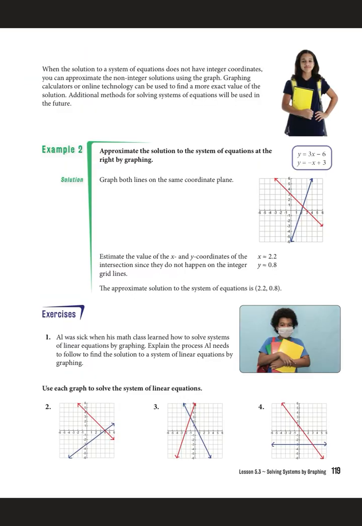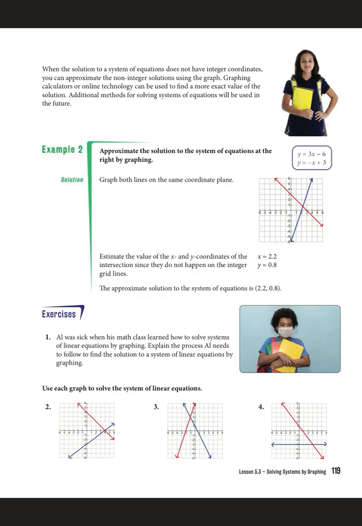At the top there, it says when the solution to a system of equations does not have integer coordinates, you can approximate the non-integer solutions using the graph. Graphing calculators or online technology can be used to find a more exact value of the solution. Additional methods for solving a system of equations will be used in the future, especially when you get into Algebra 1 at the high school. You'll examine these linear equations even more.